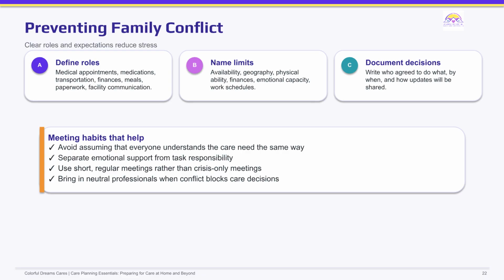Preventing family conflict often starts with clarity. When roles are defined and limits are respected, stress levels decrease. Use written agreements to clarify who handles which tasks, and if you find yourself stuck, don't hesitate to bring in neutral professionals to facilitate decisions.